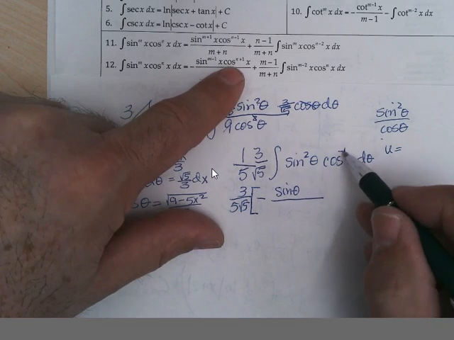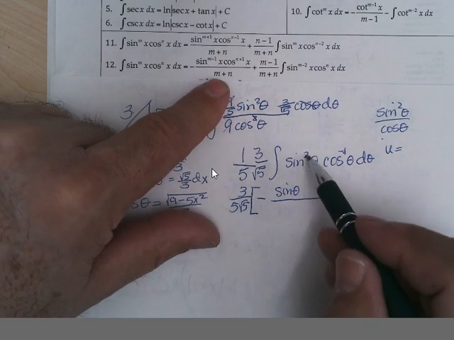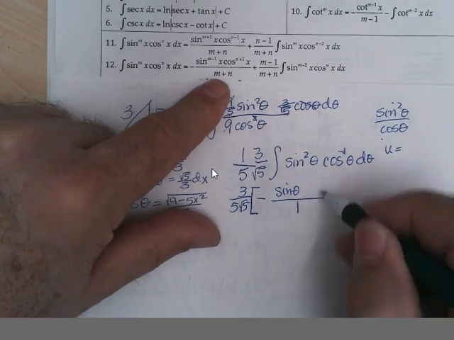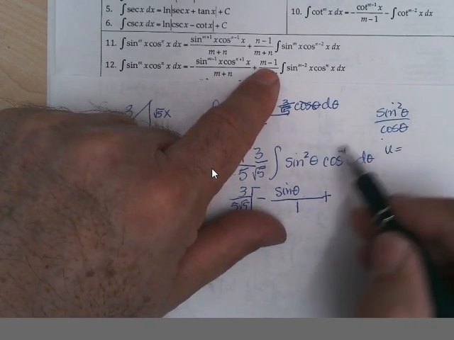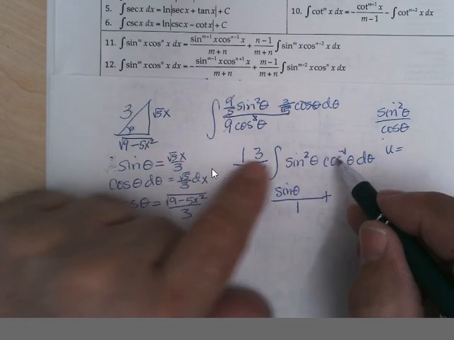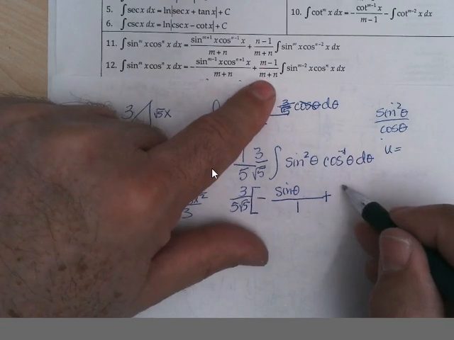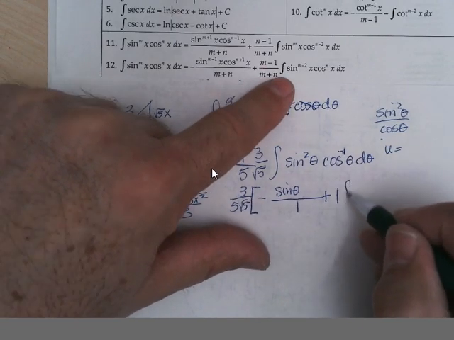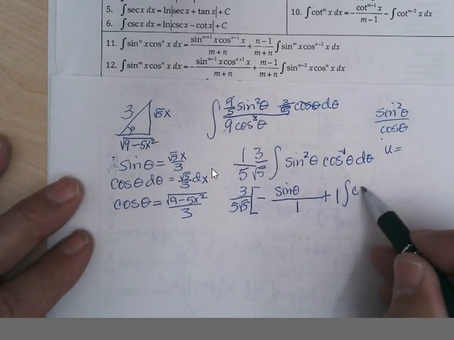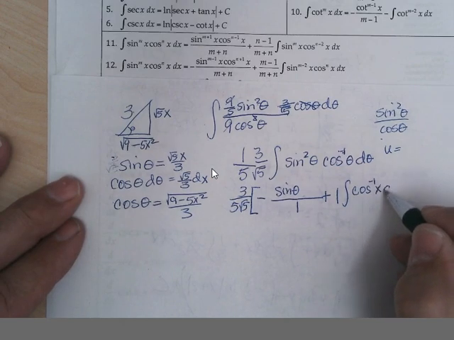And the cosine increased by 1, which would be to the 0, so I get no cosine, over m plus n, which would be 1, plus m2 minus 1, which is 1, over m plus n, which would be 1. So 1 over 1, which is 1, integral sine to the 0, which is gone, and cosine still to the minus 1 of x dx.